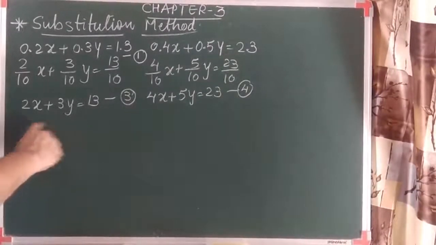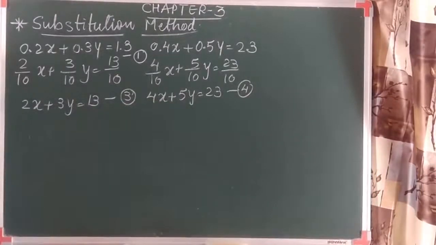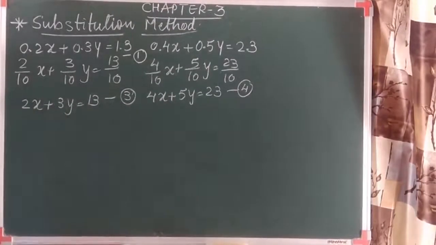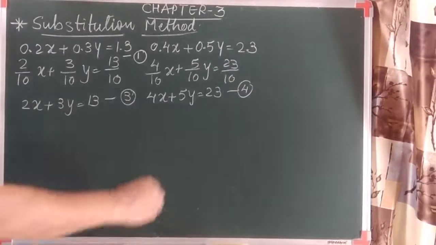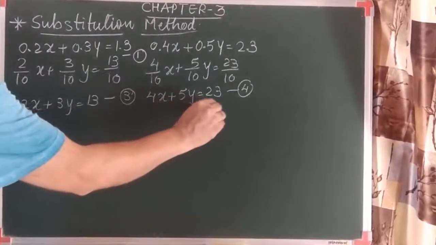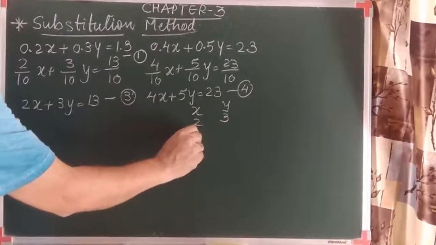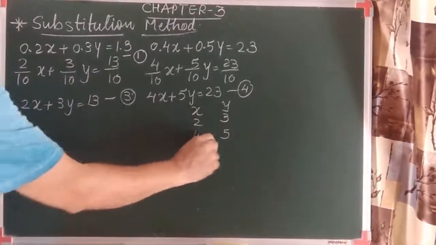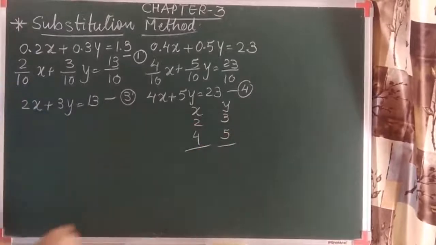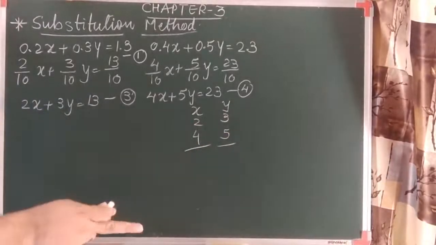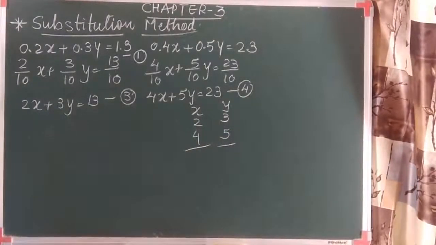But you can see that in both the equations 3 and 4, we do not have any variable with coefficient 1. So now what to do? You can make any variable the subject. So what I'll do here, as we discussed in the elimination method, we'll write the coefficients of x and y of equations 3 and 4. You can see that none of the coefficients are equal. So let's make them equal like what we used to do in the elimination method.